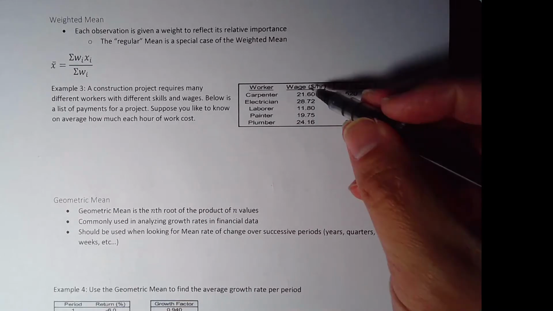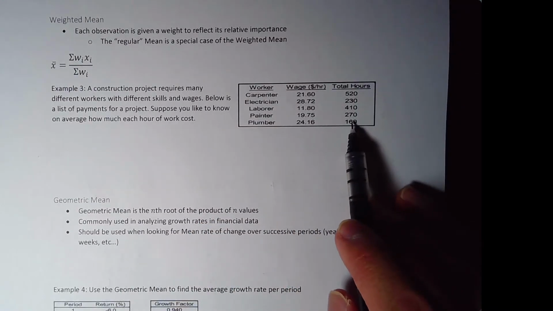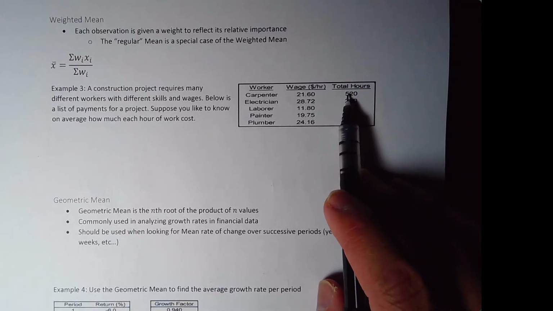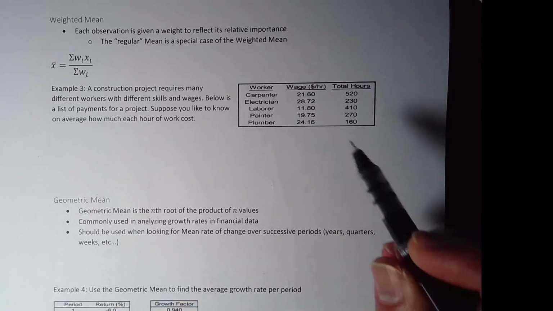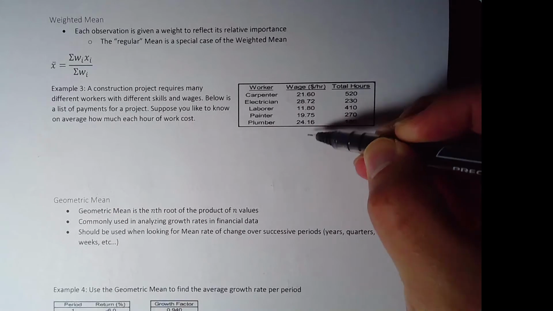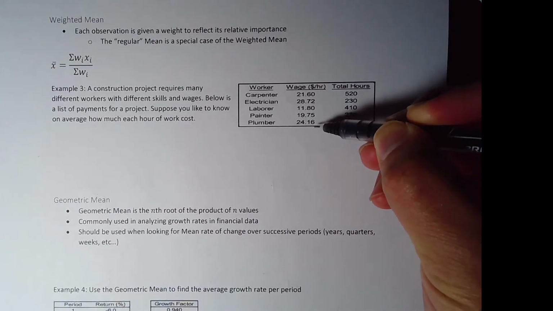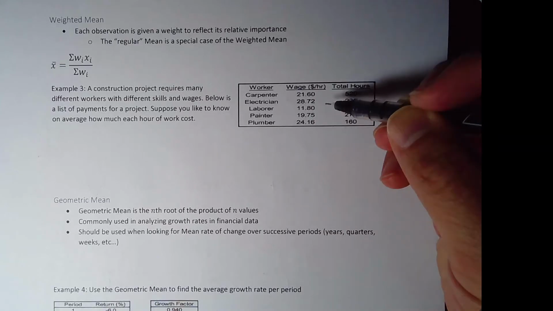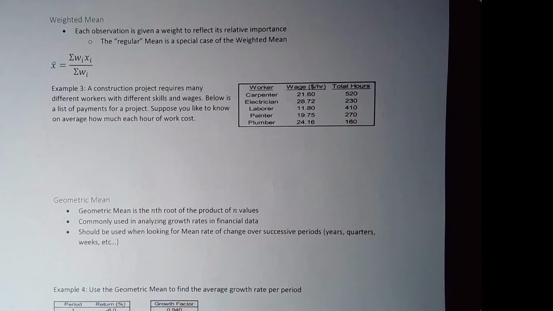Now, however, for a given project, they work different hours. Here's the total hours, and you can see that, for example, a carpenter works on this project many more hours than a plumber. So if you simply add up these wages and then divide by 5, it will not be representative, or it will not be as accurate and useful. So we would like to give each of these wages their weight.